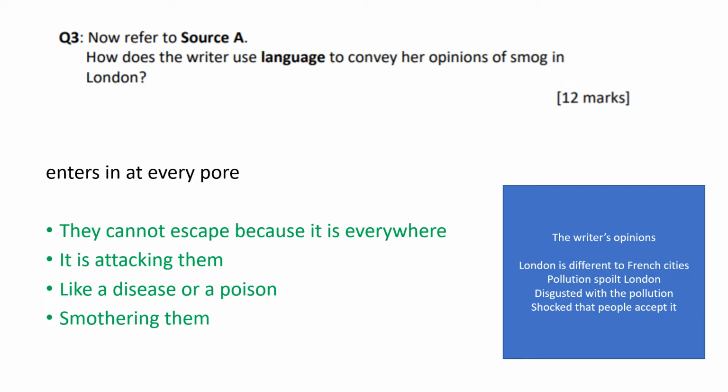Okay, so let's think about that then. So the writer's idea. So yes, she's showing us that it's like a disease and it's smothering and attacking. It could link into the fact that she's shocked that people accept it because, you know, it's everywhere. So maybe that links into her opinion there that she's shocked, but it's everywhere. And so she can't believe that people aren't addressing this. If it's everywhere and they can't escape it, she's surprised why they are accepting it and not saying, no, let's stop this pollution. So it links into that idea.